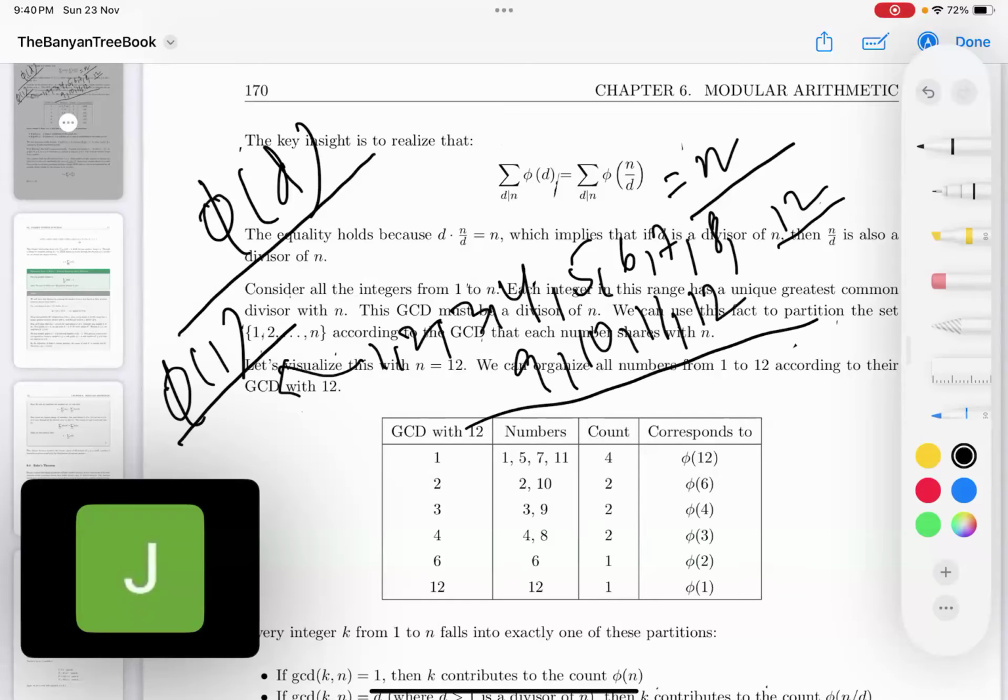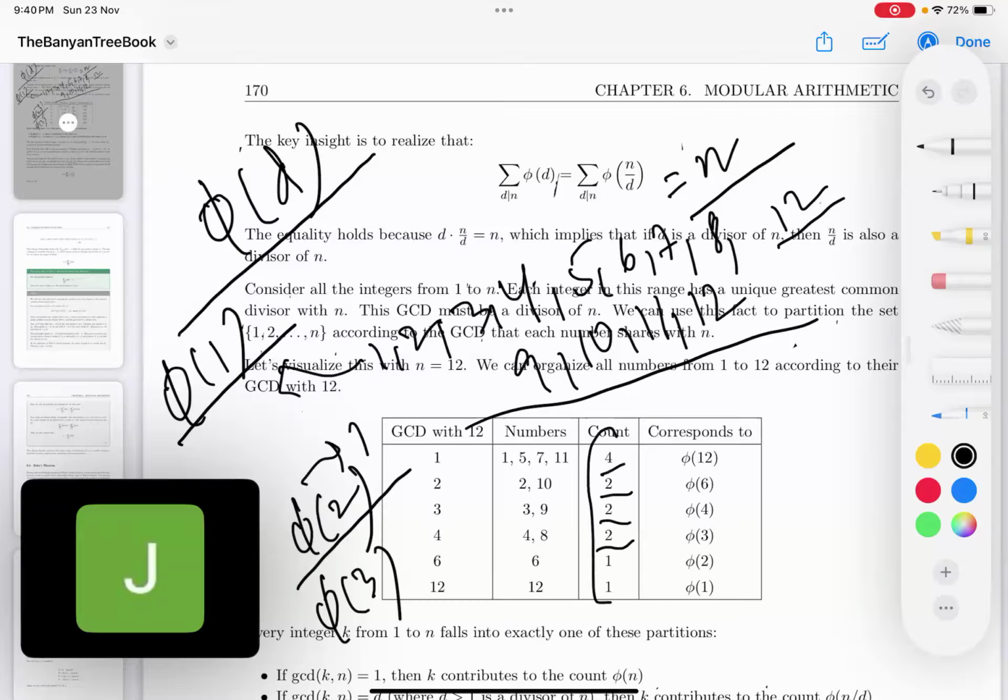Let's look at phi of 2. Which numbers are co-prime to 2? One. Okay. Which numbers are co-prime to 3? One and two, right? So this is the count. If you take 12, the numbers are 1, 2, 3, 4, 5, 6, 7, 8, 9, 10, 11, 12.